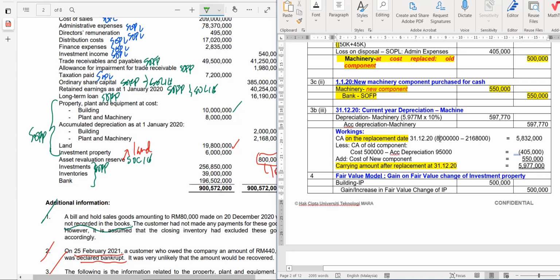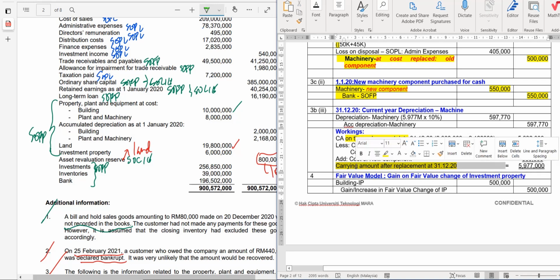This is 8 million, and the one there is 2168. So make sure that you get it right. Okay, so that is 5832. The next one is our focus is to find out the carrying amount after replacement, which is the one here.